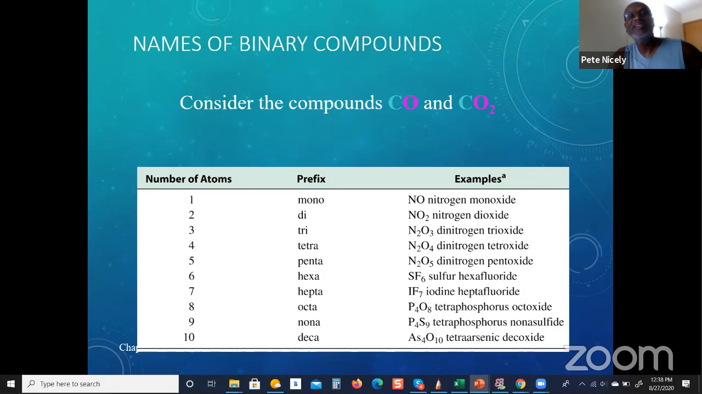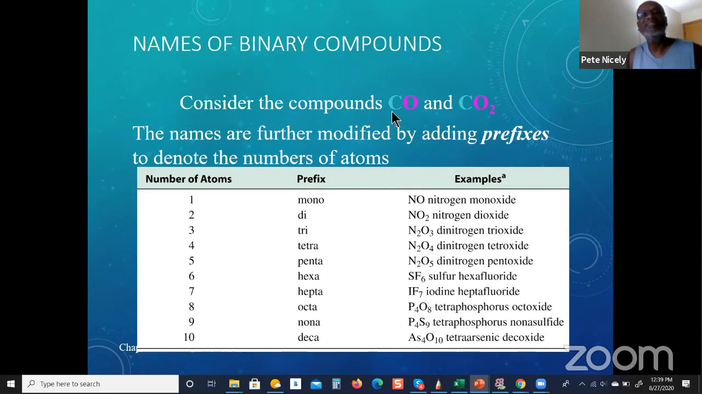So therefore, in the case of the first one, the name of that compound is carbon monoxide, and the name of the second one is carbon dioxide. So this is carbon dioxide because you have two oxygens here, and this is carbon monoxide because you have one oxygen here, all right?